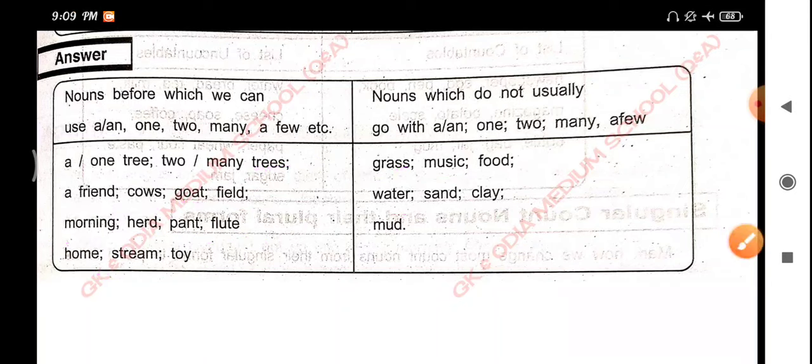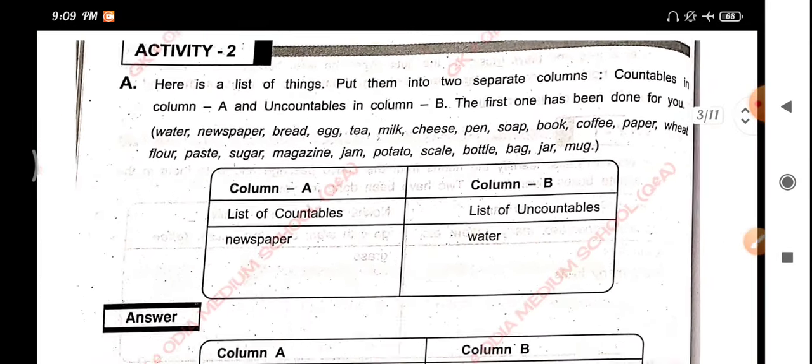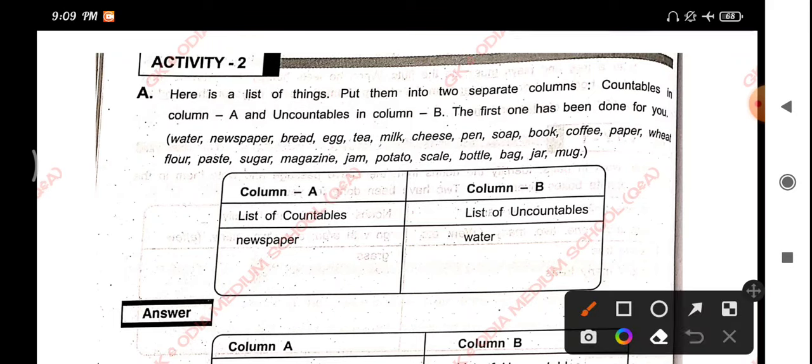Activity 2. Here is a list of things. Put them into two separate columns. Countable in column A and uncountable in column B. The first one has been done for you. Water. Is water countable or uncountable? Uncountable.